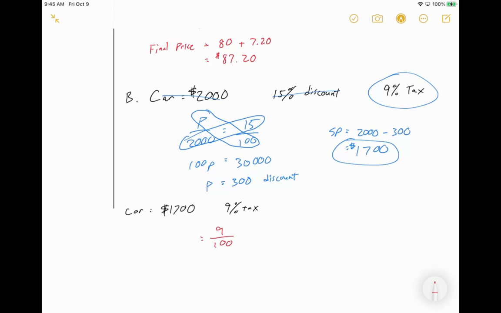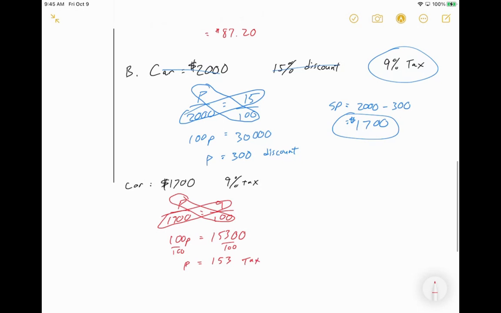9 over 100 is equal to P over 1,700. 100P is equal to 17 times 9, 1,700 times 9, which is, let me do that in my calculator real quick, 15,300. Divide by 100, divide by 100. P is equal to $153. And again, this is just our tax. So again, this is not an answer of anything, just our tax.